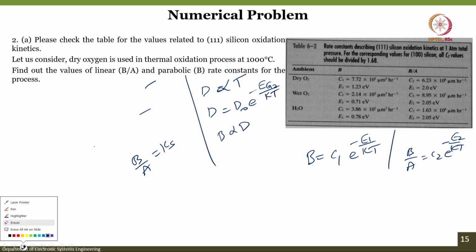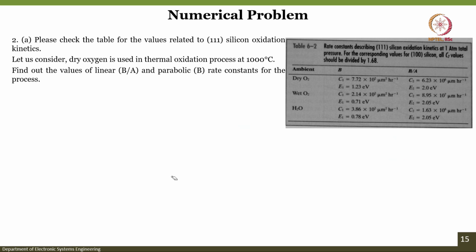Okay, let me erase all the ink. Now, what is the question? Please check the table. Okay, let me take my pen. Please check the table for the values related to 111 silicon oxidation kinetics. Okay, this is for silicon oxidation.